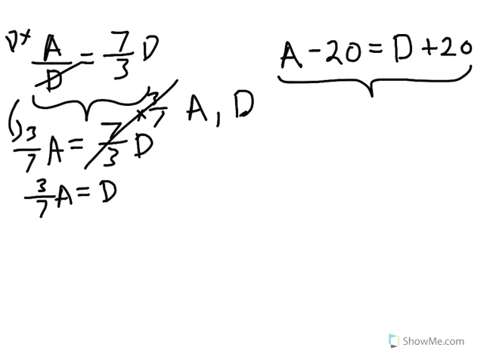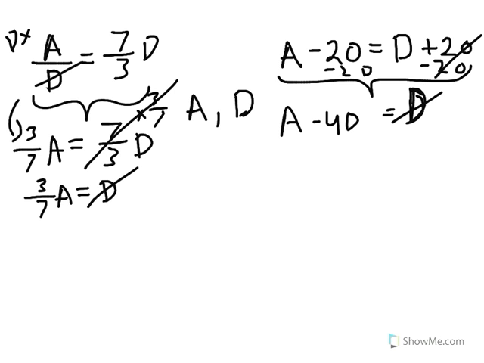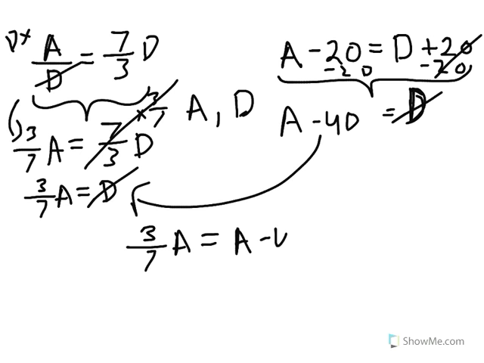So we're going to solve for d again, and this one's a little bit easier. All we have to do is subtract 20 from both sides. And what do we get? We get a minus 40 equals d, because the minus 20 and the plus 20 crossed each other out. Awesome. So we have two equations, both of them are equal to d. Well, when you have two things equal to d, we can just set the two equations equal to each other. Because d is equal to d, so all we have to do is bring this guy down over here. And so we have 3/7 a equals a minus 40.